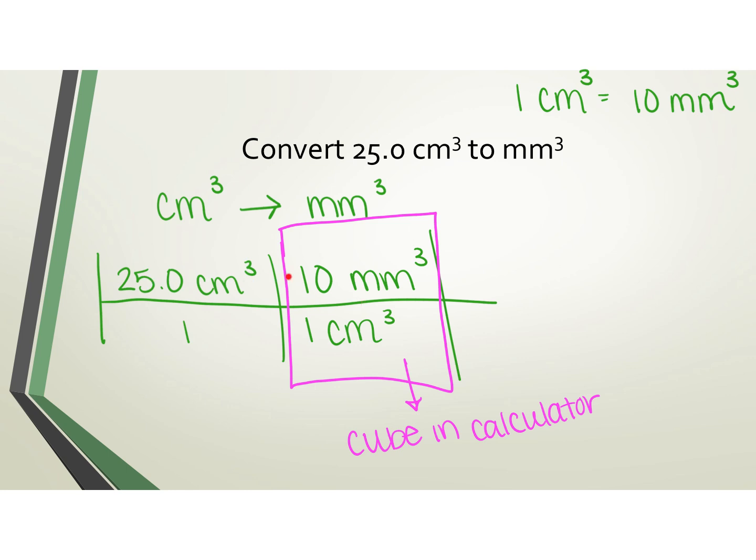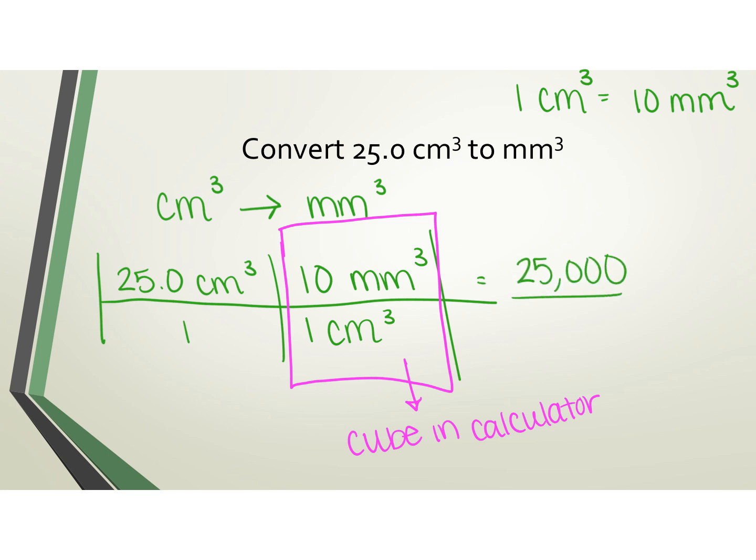When we type it in, we're still going to multiply the top row. We're going to do 25.0, and then times 10 cubed. Everyone practice in your calculator: 25.0 times 10 cubed. What do you get? I got 25,000. 25,000. Good.